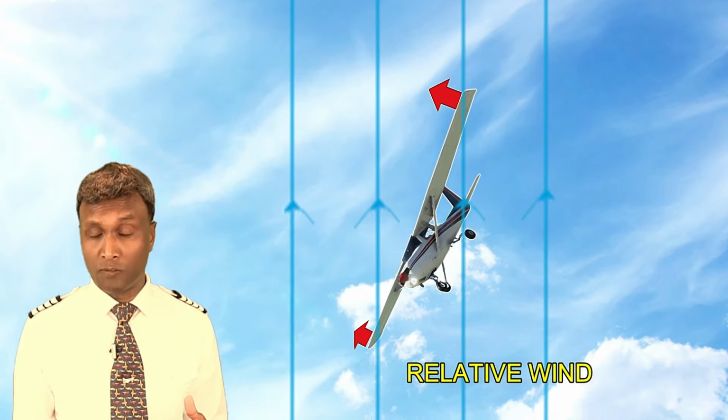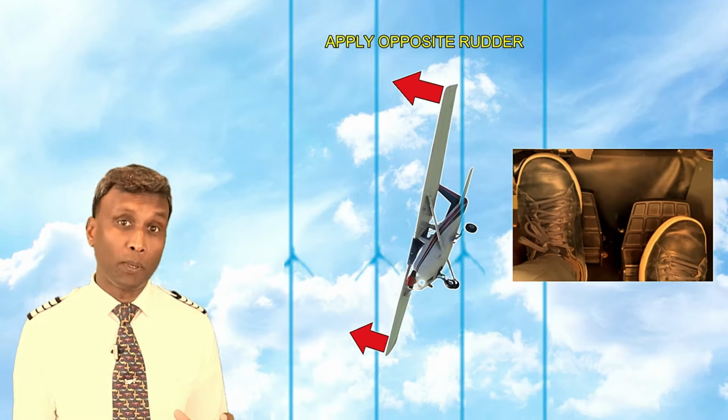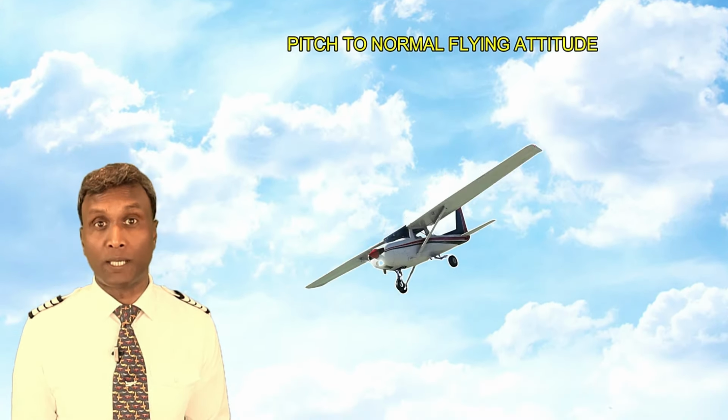Fortunately, pilots undergo thorough training to recover from spins. The essential steps involve decreasing the angle of attack to exit the stalled wing condition, applying opposite rudder to halt the rotation, and returning the nose to a standard flying attitude. Of course, the best strategy is to avoid spins altogether. Pilots do this by maintaining coordinated flight, managing the aircraft speed, and avoiding extreme angles of attack.